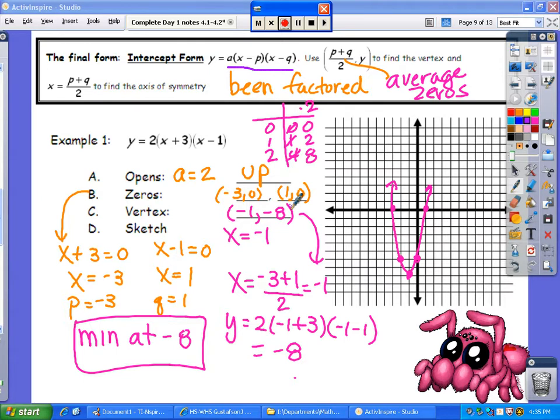Okay, so now we've got 3 points. Let's plot those. So -1, -8, that's there. We got -3, 0, and we got 1, 0. So that means we just need another point. Remember, our goal is to get 5 points on this graph.